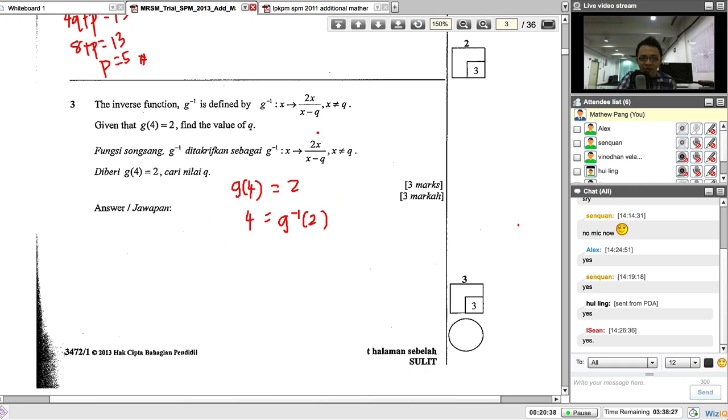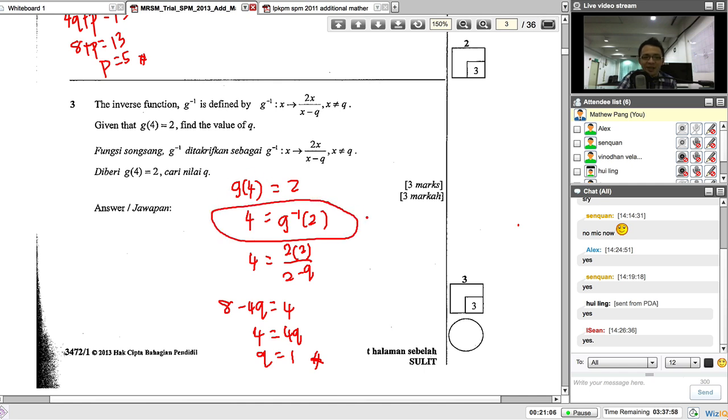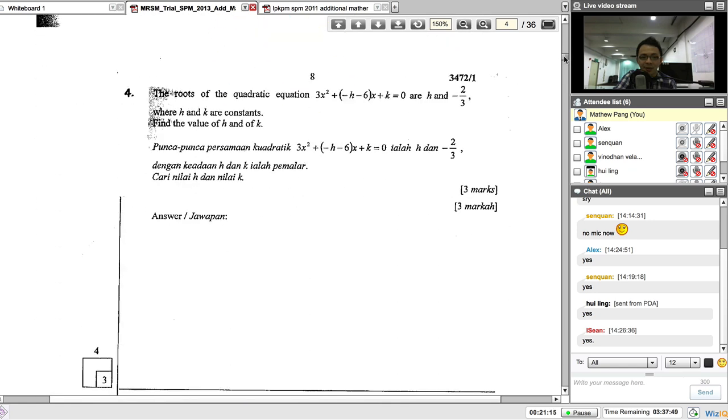So if you got this information, this one becomes so easy to solve. Because what is g inverse 2? This is g inverse, right? So g inverse 2 is 2 over 2 minus q equals to 4. So basically 8 minus 4q equals to 4. So basically 4q equals to 4, q equals to 1. Solved. Alright. The only difficult part in this question is this one. If you couldn't get the idea of this one, you couldn't solve this question. So it's very simple. g moving to the other side is just g inverse.